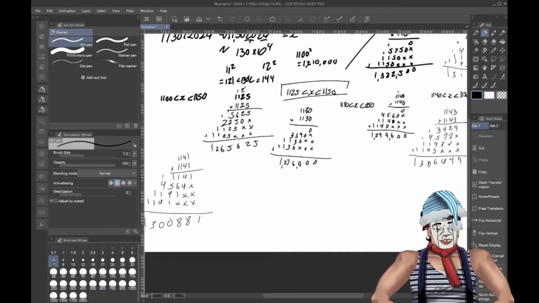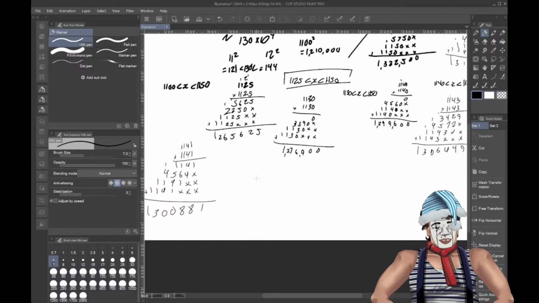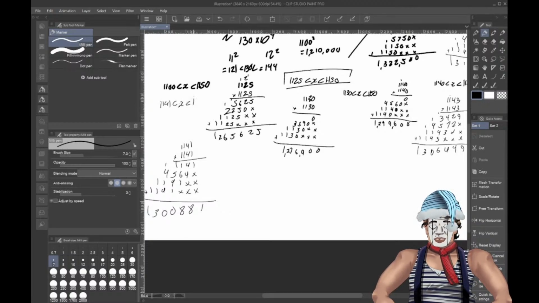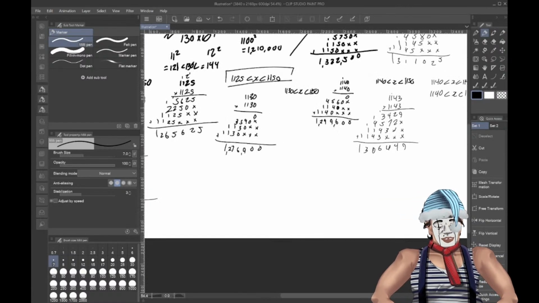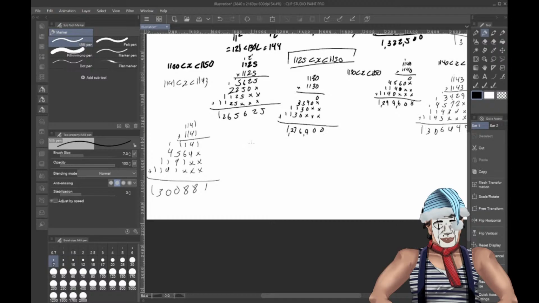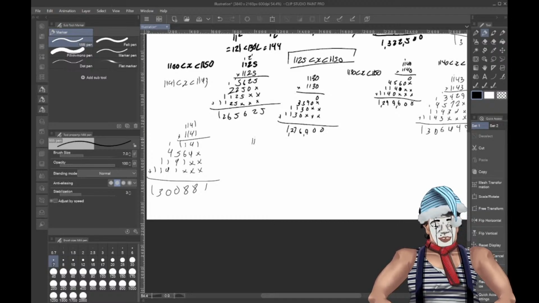So that's between 1140, 1141 and 1143. Logically, it sounds like it should be around 2, but I guess we'll just have to see. 1142. That's 4, that's 8, and 2, 2. Did this one already. This is 8. That's 16.